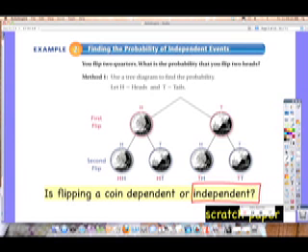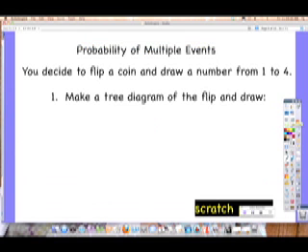Okay, let's go to this one. I put 2 events together. So we're going to flip a coin. Stop. How many options are on a coin? 2 options, right? And then I'm going to have you pick a number from 1 to 4. How many options of numbers 1 through 4? 4, right? So make a tree diagram of the flip and the draw. Okay, get ready. Stay with me. Let's do the numbers first. So let's just put card number 1, card number 2, card number 3, card number 4. Yeah, we're going to do the tree right now, Gage. Just follow with me.